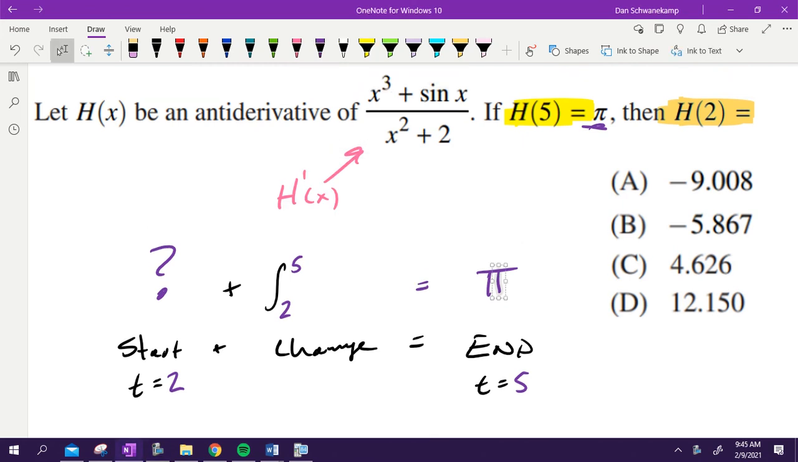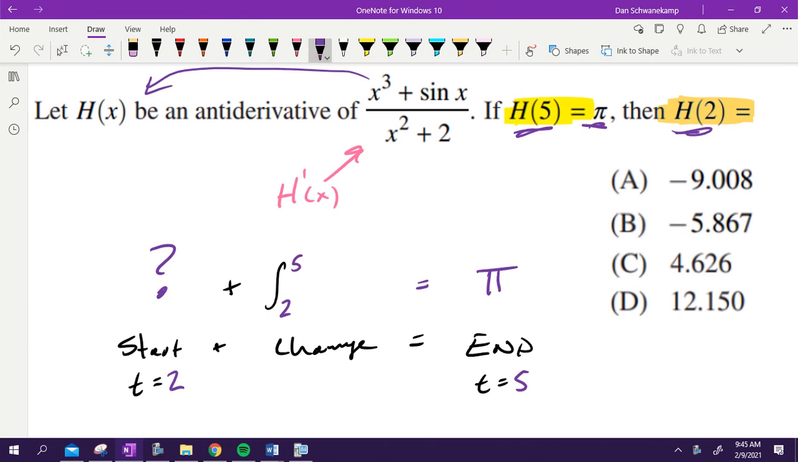Let h be that antiderivative. H of 5 is pi. H of 2 is something. If the antiderivative of this is h, we call this thing h prime. They told me two starting values. The best way to find my starting value is to do start plus change.